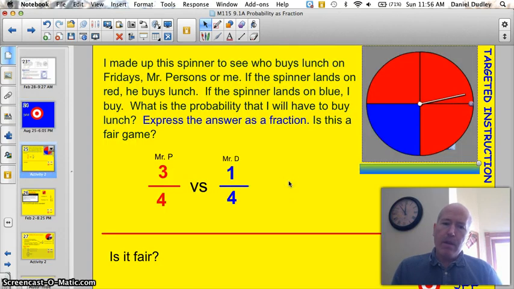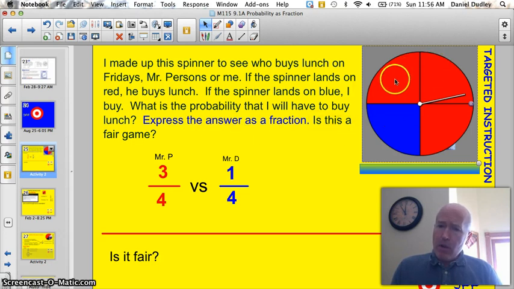Let's do this thing. I made up this spinner to see who buys lunch on Fridays, Mr. Persons or me. If the spinner lands on red, he buys lunch. If the spinner lands on blue, I buy. What is the probability that I will have to buy lunch? Express the answer as a fraction in simplest form.